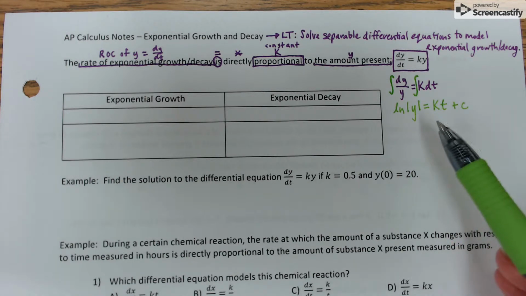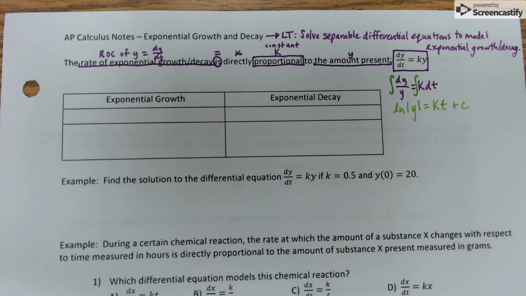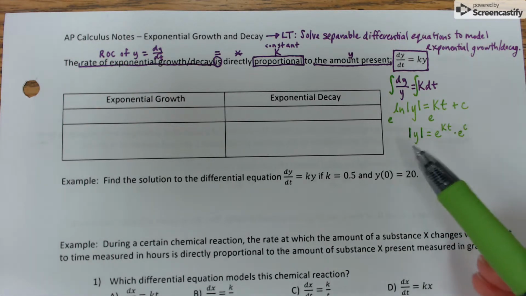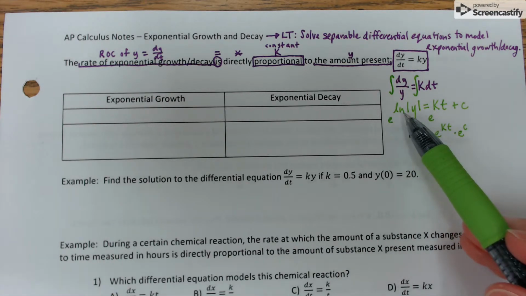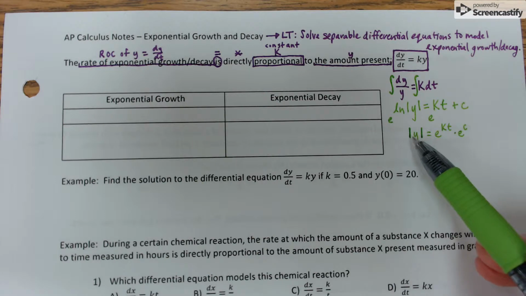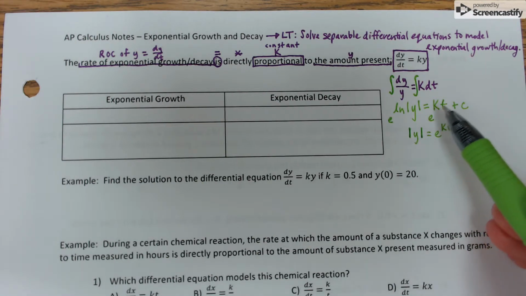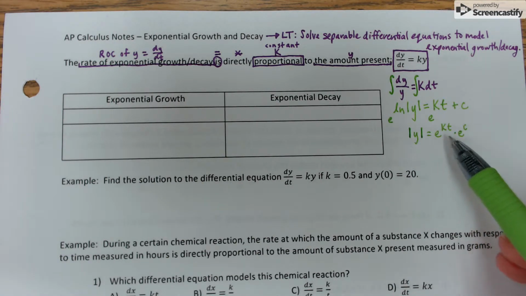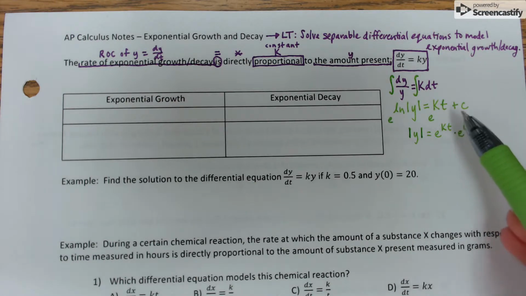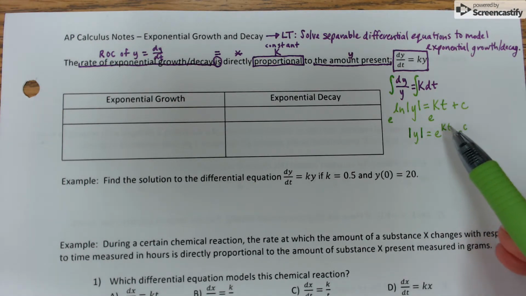exponentiating both sides of the equation to solve for y. So by exponentiating both sides of the equation, I was able to cancel the natural log function. You're left with the absolute value of y equals, and then on the right side, I did employ that property of exponents, which says the sum of exponents can become a product of your bases. So we have e^(kt) times e^c.